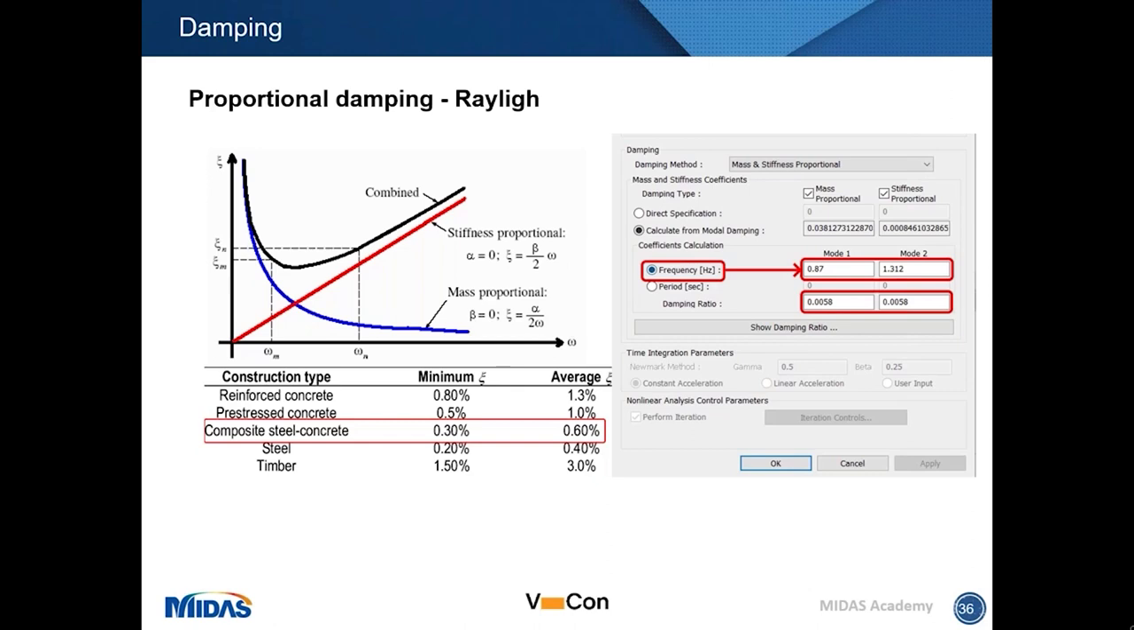Also, the graph on the left side shows the dependency between damping ratio and angular frequencies. The blue line is mass proportional, essential for footbridges with low frequencies. And the red line is for stiffness proportional, which could be used for connections like welds, bolts, and shear studs. And the stiffness is increasing with the frequency.